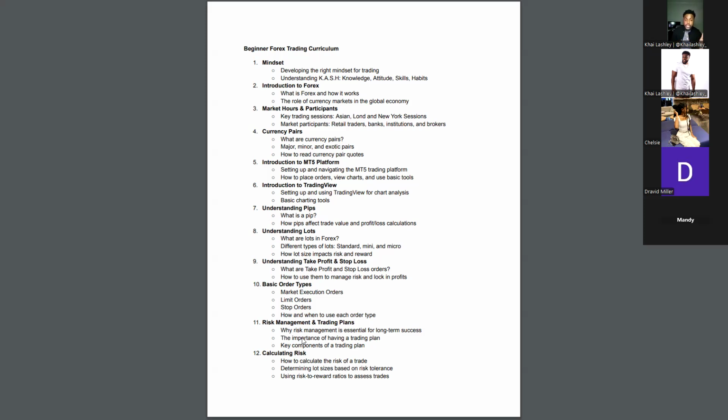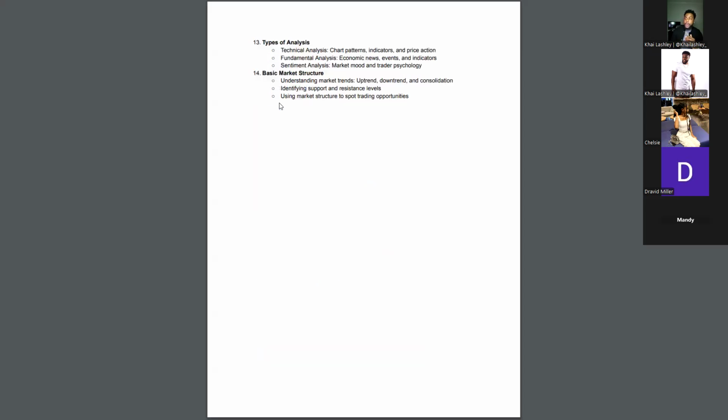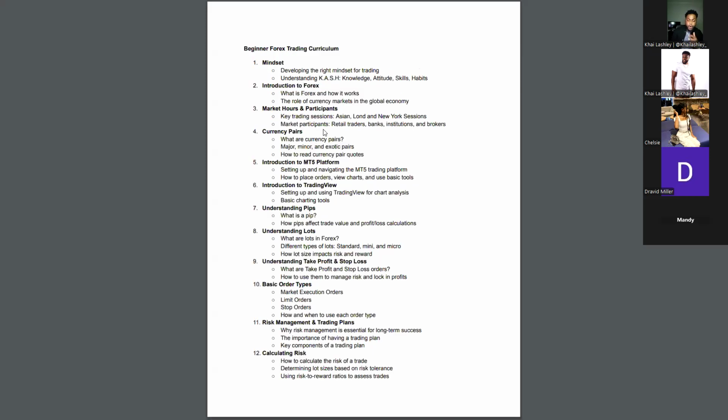Are you past all of this, and at the point of trying to understand the types of analysis, or are you at number 14, where it's like, all right, I'm trying to understand market structure now, I've got everything else down? Where are you at? I want you to identify that. Where are you actually at in this process?